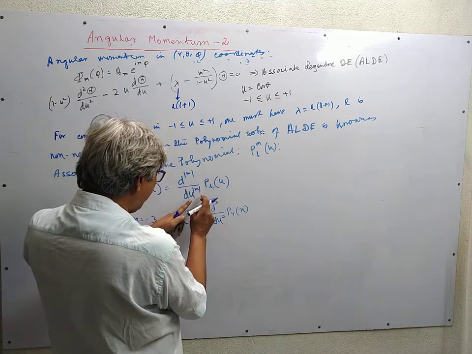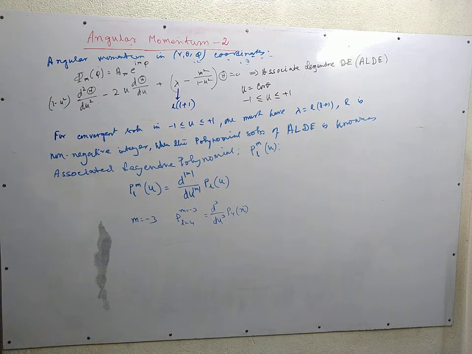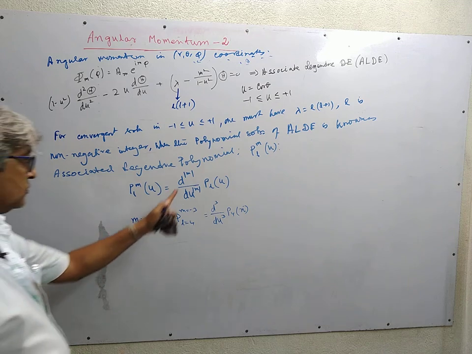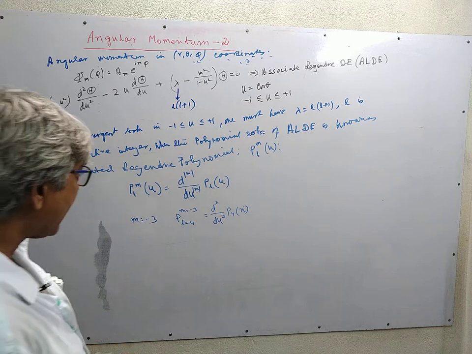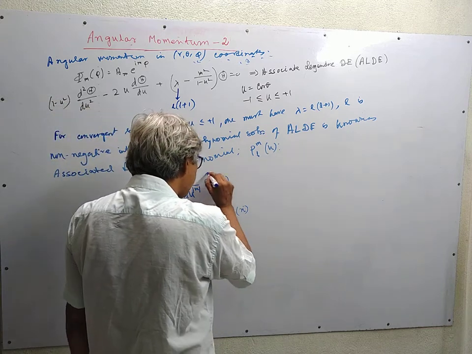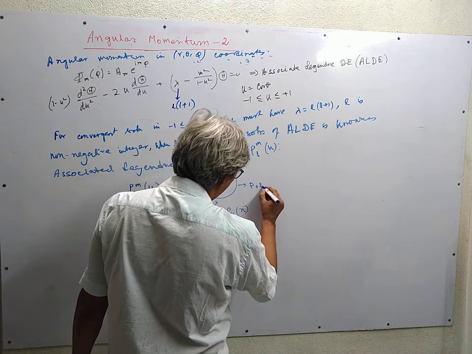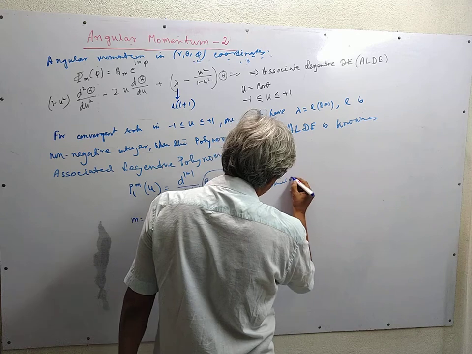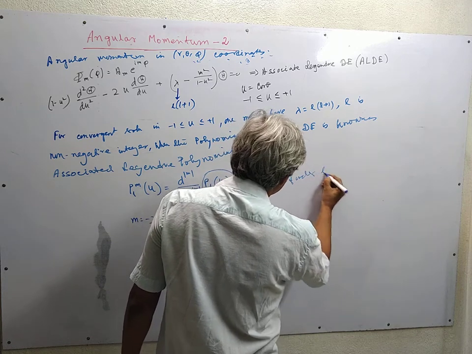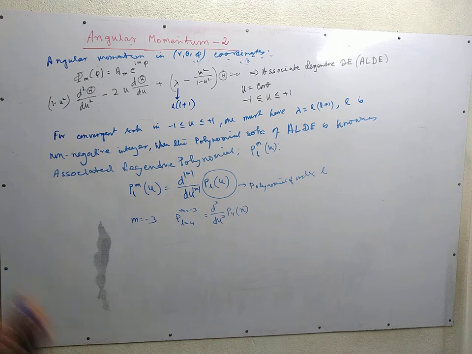This is the meaning of putting the absolute sign over here. So this is the relation. Now you know that P_L is a polynomial of order L. It is a polynomial of order L. So we can at most differentiate it L times.